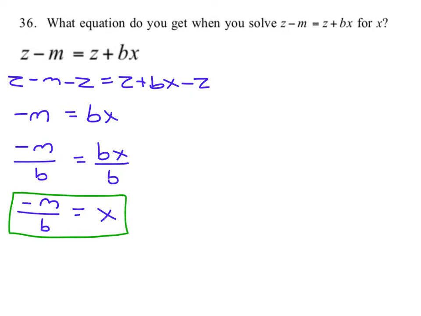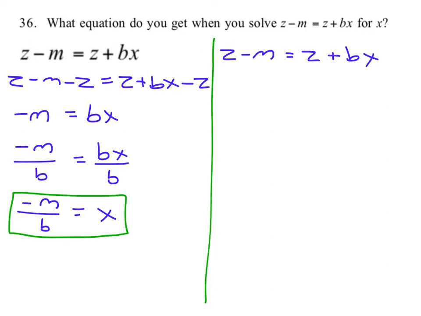And of course, you could do a proof on this. Let me do a proof for you on this. Okay. We start out with the original equation: z minus m equals z plus bx. And of course, we're substituting x with negative m over b.